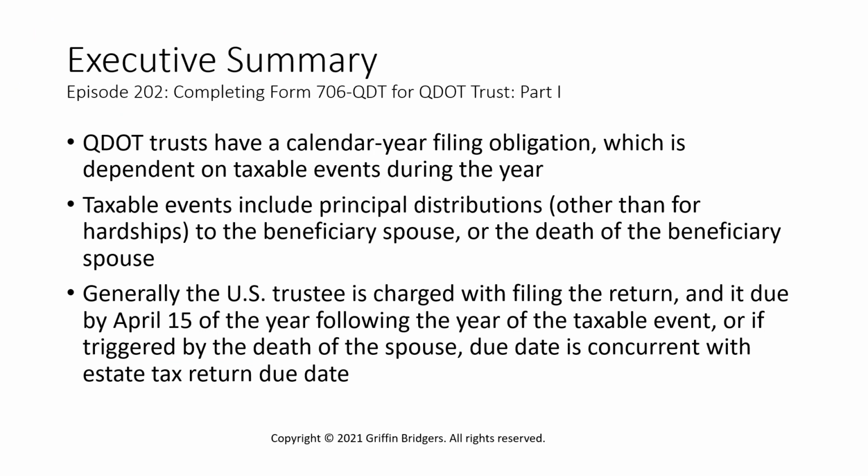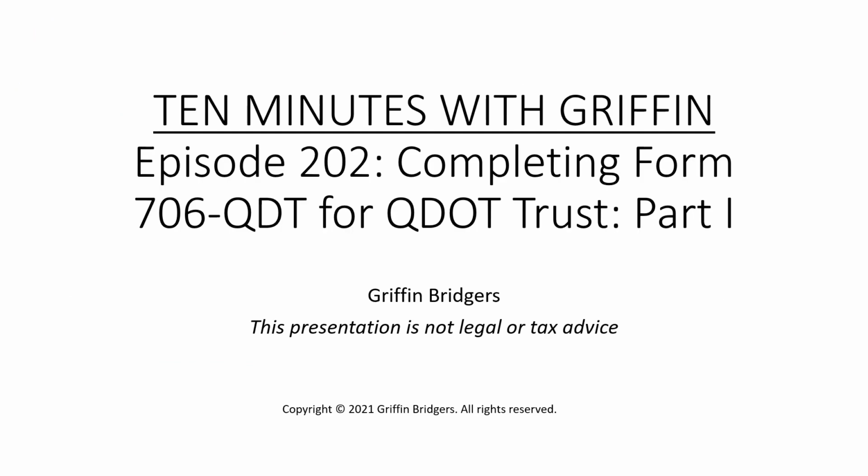I'm Griffin Bridgers, and this is 10 Minutes with Griffin. For today's episode, episode 202, we're going to talk about completing Form 706-QDT for a qualified domestic trust. This will be part one of a several-part series on the completion of this form and the general withholding requirements and trustee requirements for a QDOT trust and the nuances to those as well. So, if you're looking for more detailed information on the return preparation, stay tuned. There's more to come. It's just more than can be covered in this brief presentation.